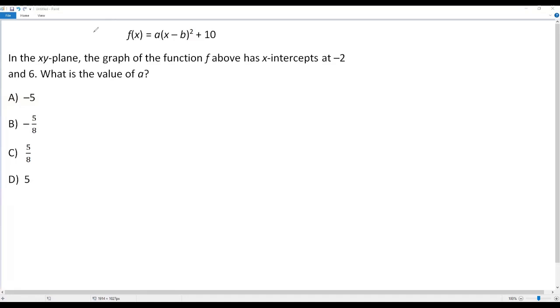Here we have a SAT math problem. Okay, let's cover the question. f(x) = a(x − b)² + 10. In the xy plane, the graph of the function f above has the x-intercepts at −2 and 6. What is the value of a?